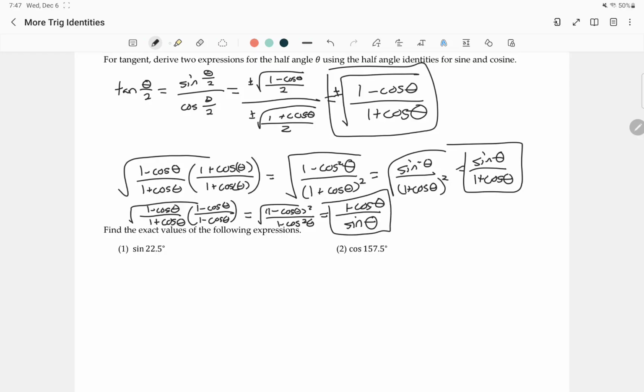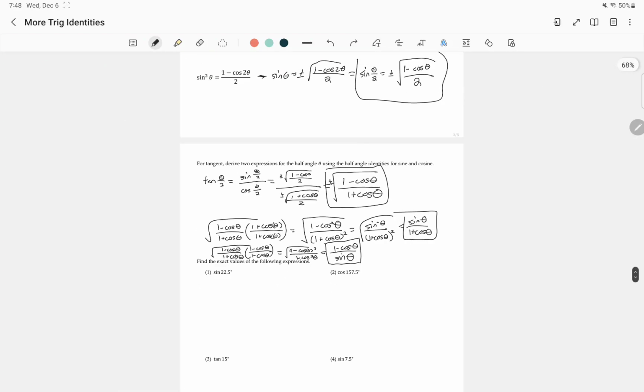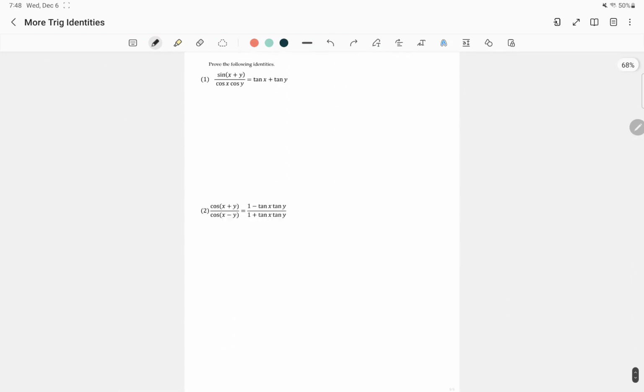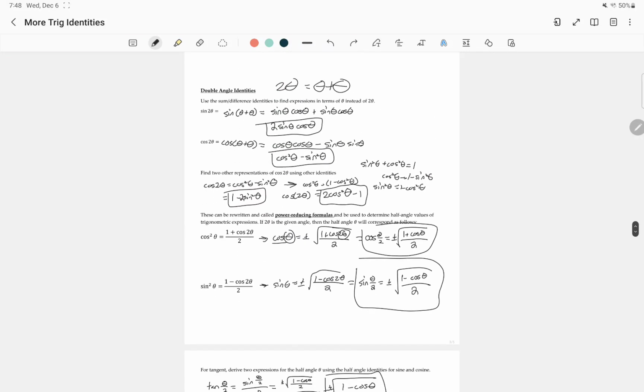So 1 minus cosine theta over sine theta is equivalent to sine theta over 1 plus cosine theta, which is also equivalent to the square root of 1 minus cosine theta over 1 plus cosine theta. And this is all equal to tangent of half an angle. And that's basically all the identities you will ever need to learn.